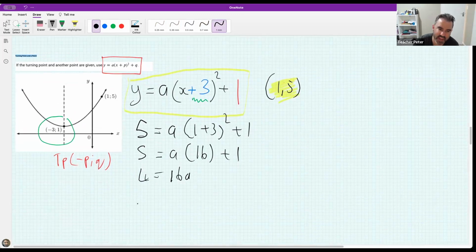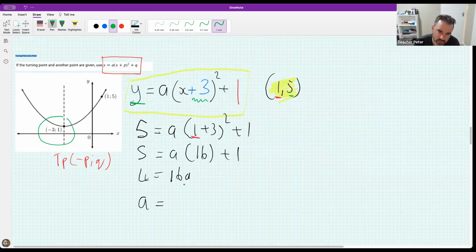What is the a value going to be that we're looking for? See, we took the 1 from here and we put it over there. We took the 5 from here and we put it there. And we took away 1. So we took away 1 from both sides. That's why the 5 became a 4.